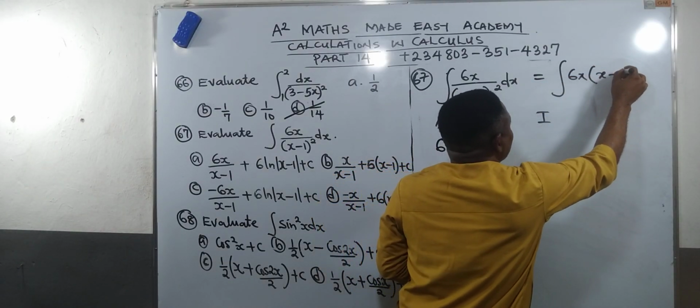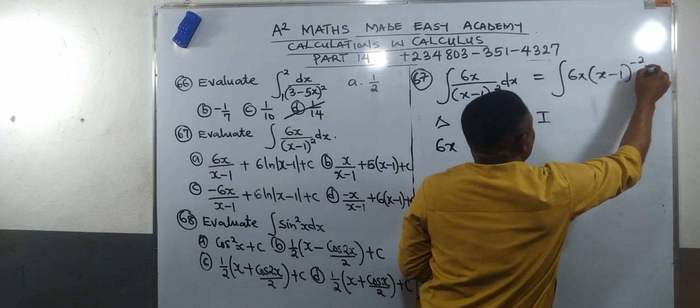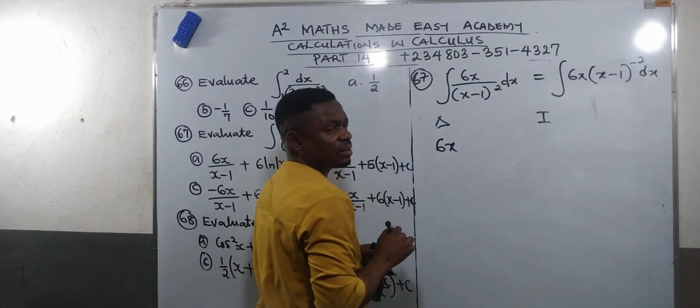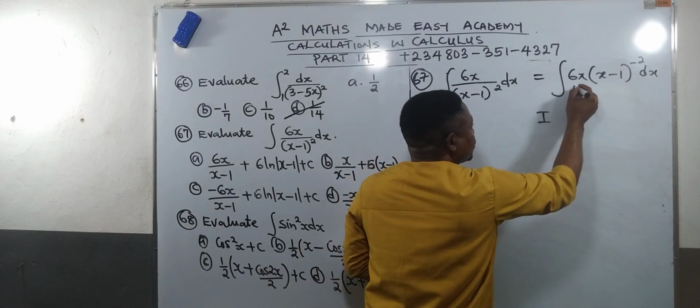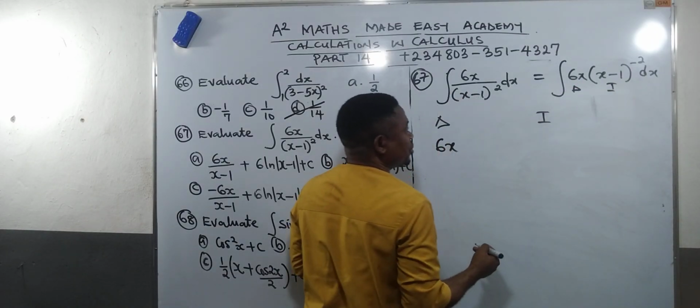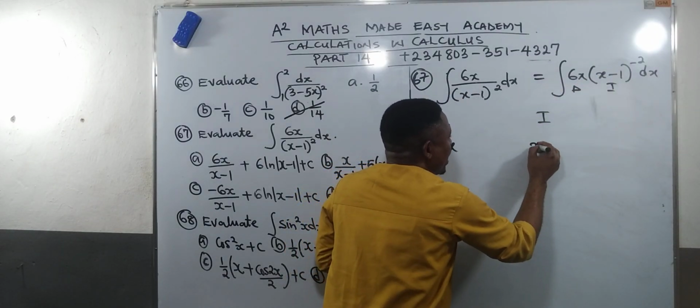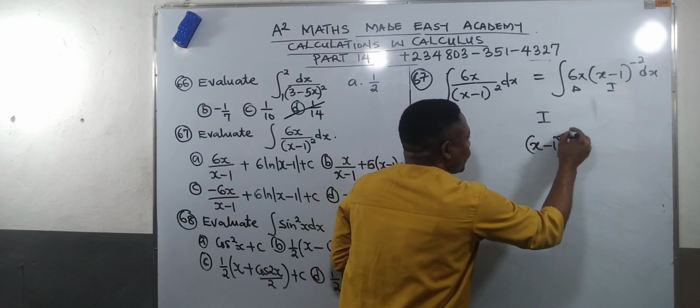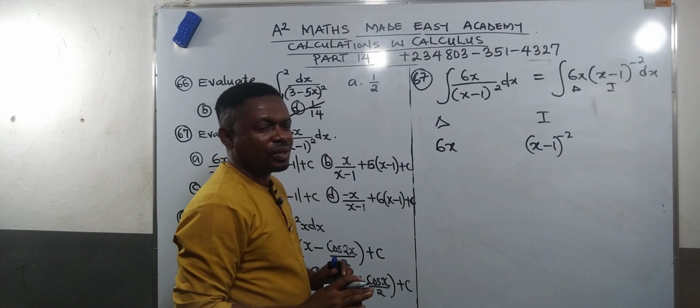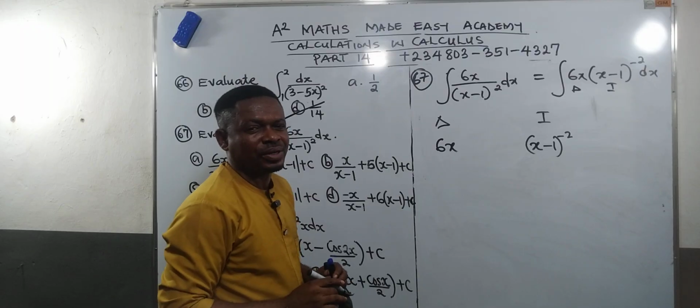Open bracket x minus 1 raised to the power of minus 2 dx. Are they not the same thing? So give this one differentiation. Give this one what? Integration. So what is integration? X minus 1 raised to the power of minus 2. That is all. Then let's take it one after the other.